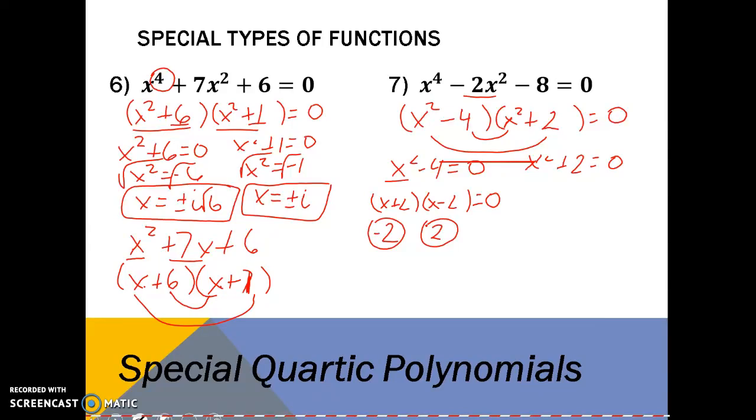Now I don't have the luxury to factor the part on the right, but what I am going to do is subtract 2 from both sides, so I have x squared equals negative 2, and when I take the square root of that, I'll have x equals plus or minus the square root of negative 2, which is i radical 2. So I have 2 imaginary solutions and then 2 real solutions.